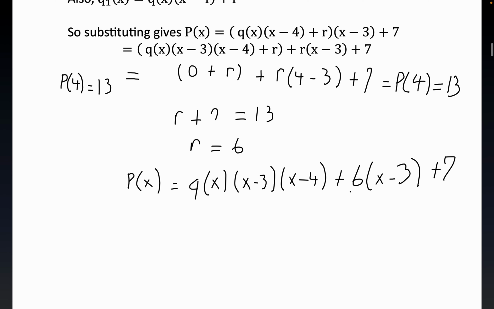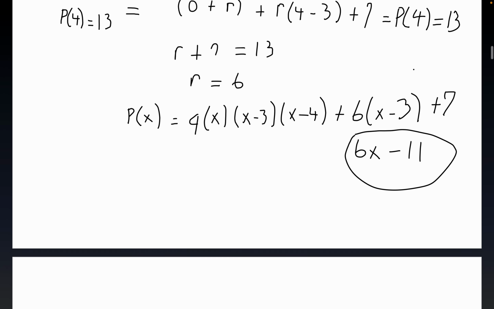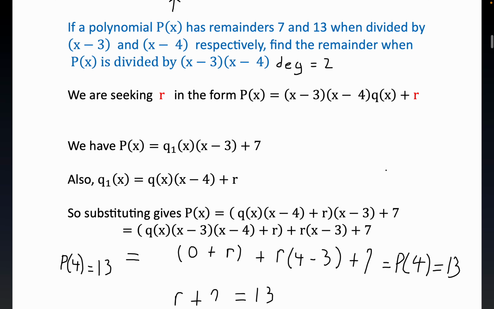Okay, so we're just about there. So notice, folks, I'll just write it out. This part right here would just be 6x minus 18 plus 7, which would be 6x minus 11. So this would be our remainder, because we have it in the form we were looking for. All the way back up here, we were looking for something like this: x minus 3 times x minus 4 times quotient plus a remainder, and we got it in that form by some not too difficult manipulations. So the answer here is r is equal to 6x minus 11.